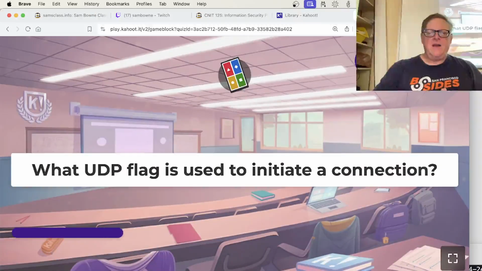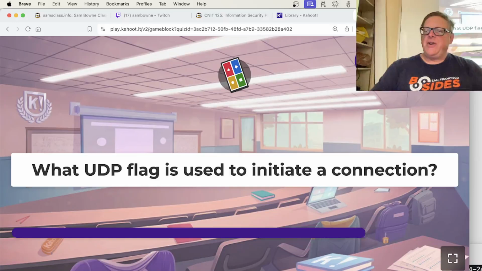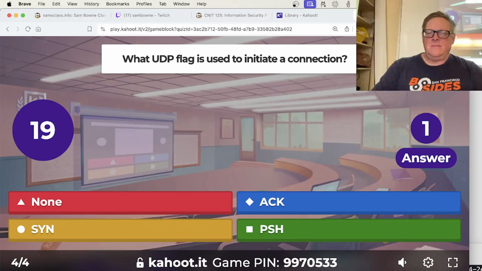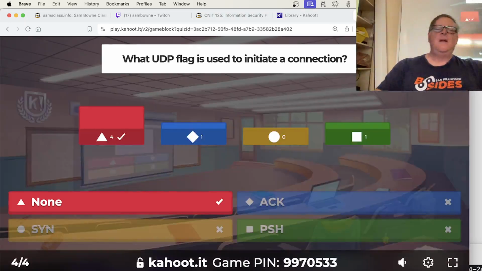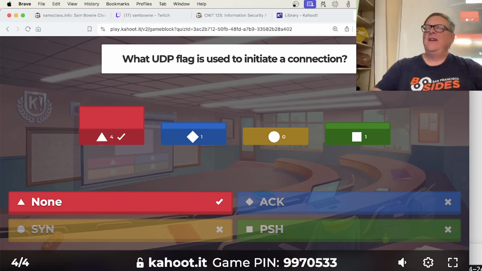All right, what UDP flag initiates a connection? Nothing. It's a connectionless protocol. You do not have a handshake. There's nothing like that. You just spew data out on the wire, and you never even know if anybody's listening or not. That's UDP.